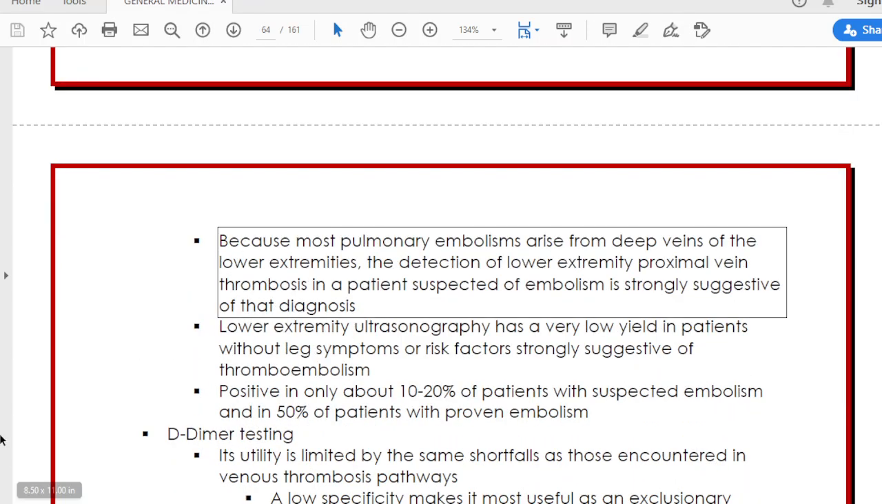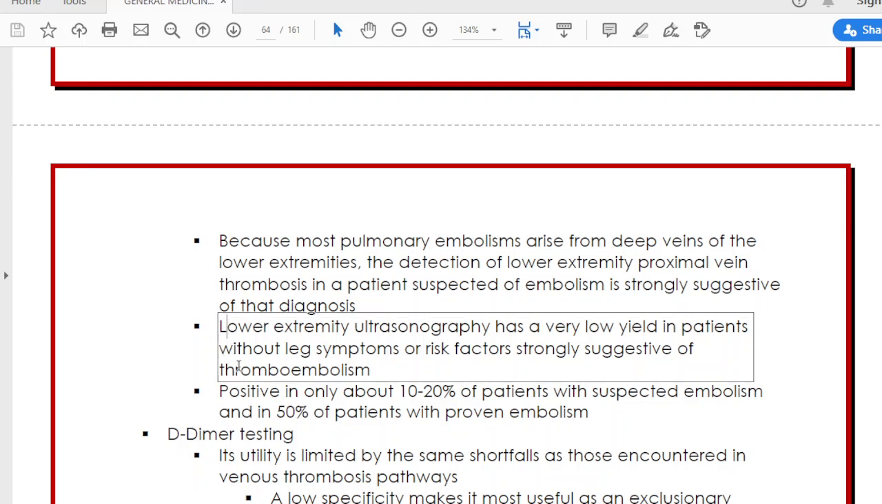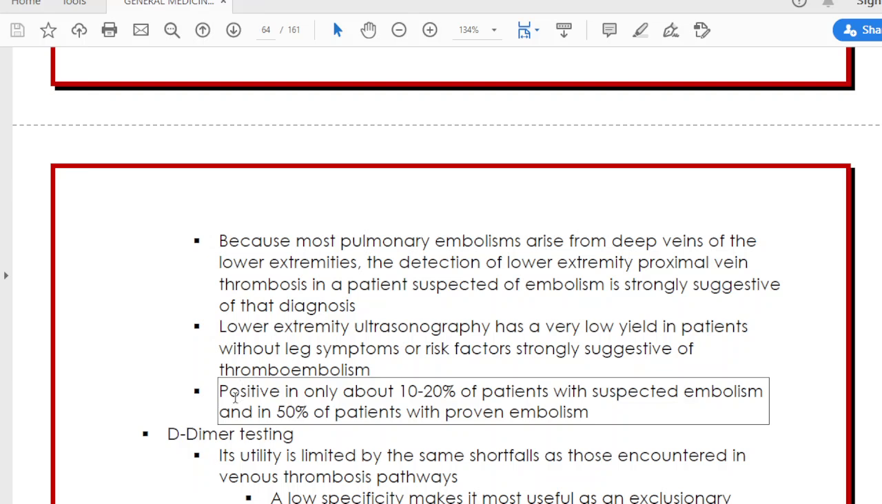Lower extremity venous evaluation. Because most pulmonary embolisms arise from deep veins of the lower extremities, the detection of lower extremity proximal vein thrombosis in a patient suspected of embolism is strongly suggestive of that diagnosis. Lower extremity ultrasonography has a very low yield in patients without leg symptoms or risk factors strongly suggestive of thromboembolism. Positive in only about 10 to 20% of patients with suspected embolism and in 50% of patients with proven embolism.